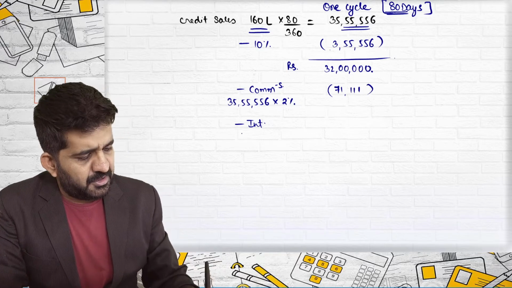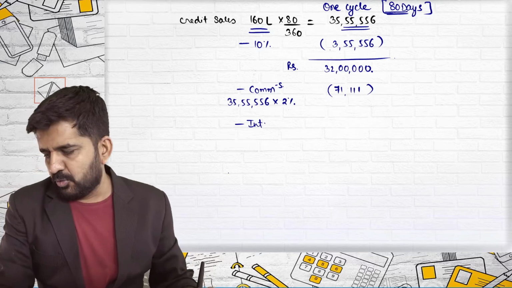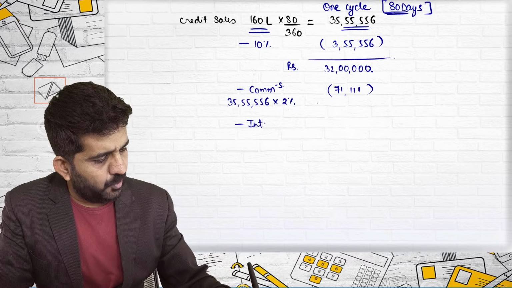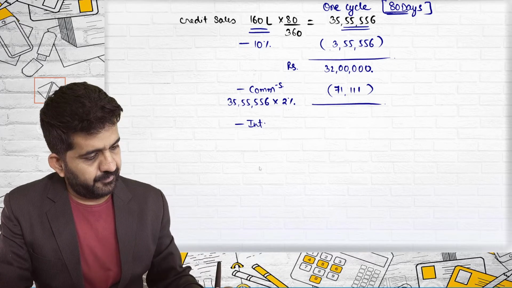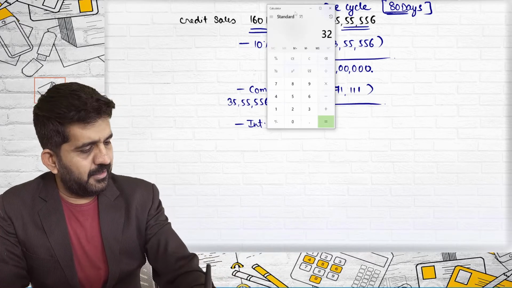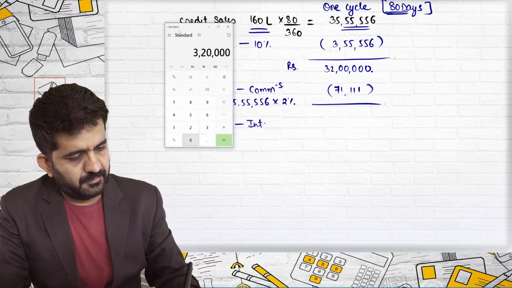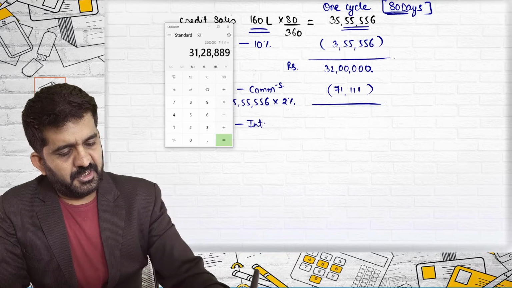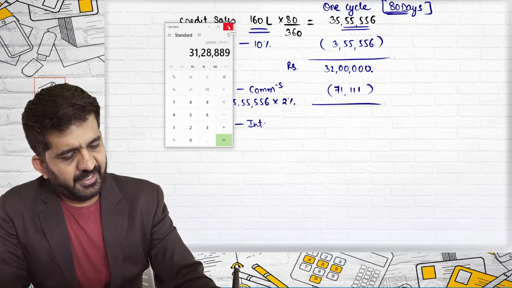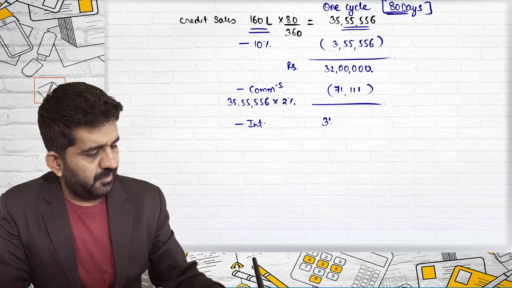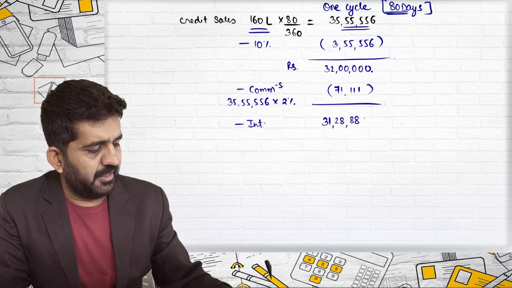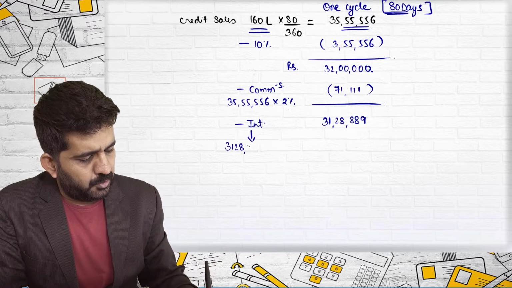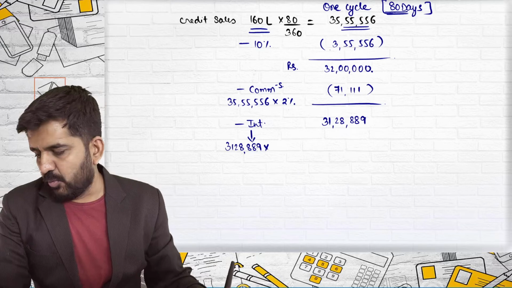So, minus interest on the amount which is lent. The amount he is going to lend me is 32 lakh before interest, minus 71,111, which is 31,28,889. On 31,28,889, interest will be calculated. And what is the interest rate?